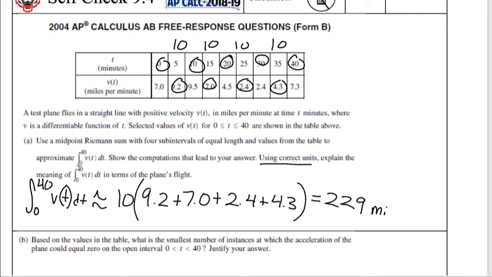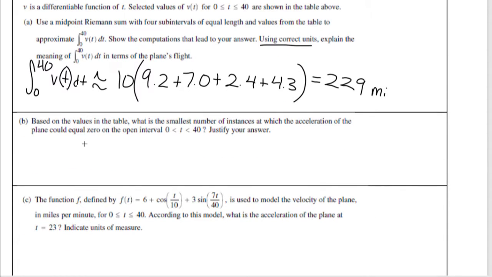Any questions on A before we move on to B? All right, on to part B. Based on the values in the table, what is the smallest number of instances at which the acceleration could be 0? So acceleration is the derivative or the slope of velocity.